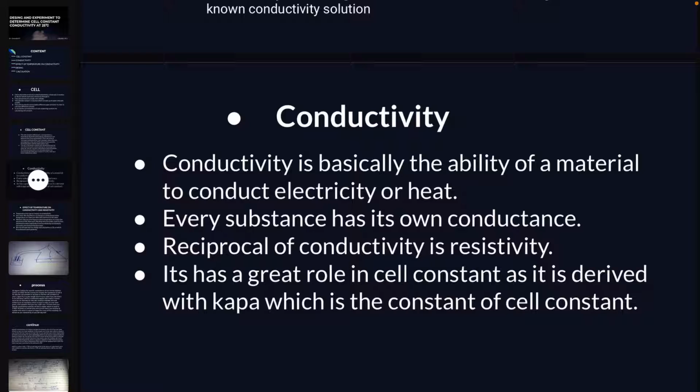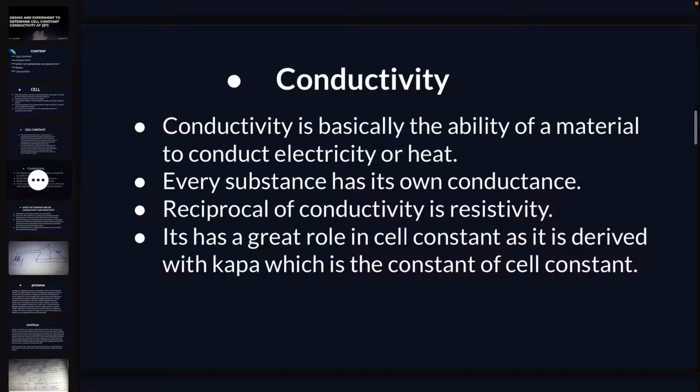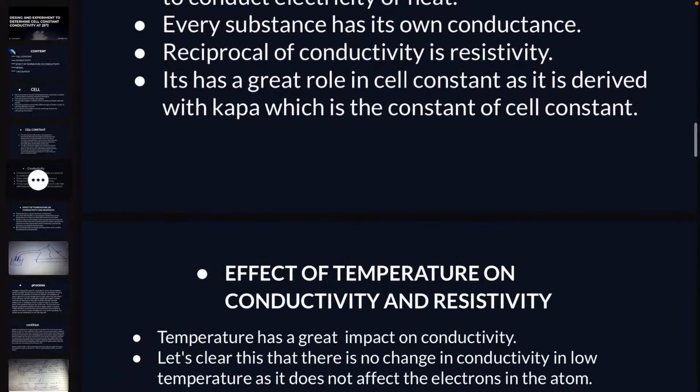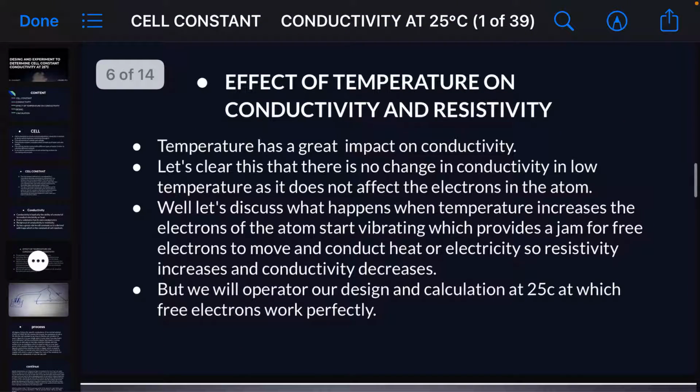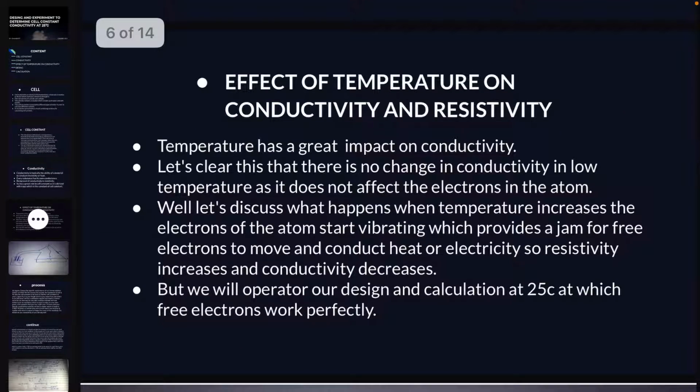So it has a greater role in cell constant, and it is derived with kappa, which is called the cell constant. As we know, kappa is the real cell constant, which is written in equations and will be used quite variably in our calculations. So in that way, conductivity relates closely to the cell constant. Let's move on to the effect of temperature on conductivity and resistivity.